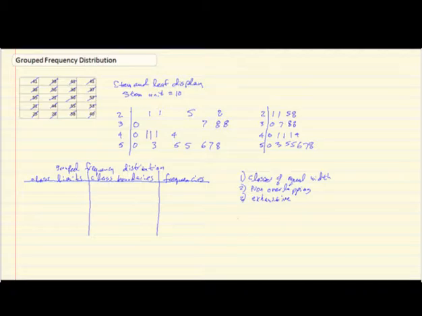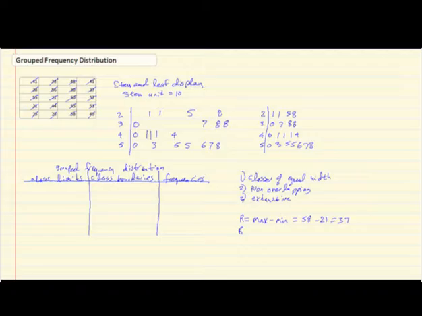Now, the method will be to find the range for the data set. And the range is just the difference between the maximum and the minimum values in the data set. So from our stem and leaf display, we can see that the maximum value is 58 and the minimum value is 21. And that difference then is going to be 37.